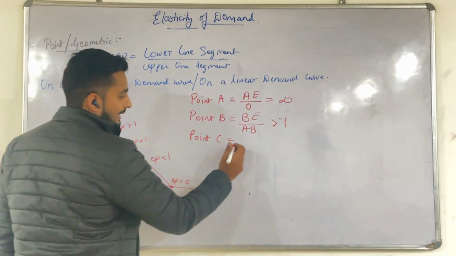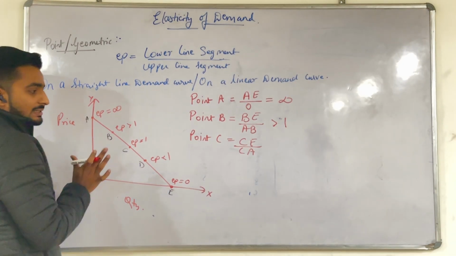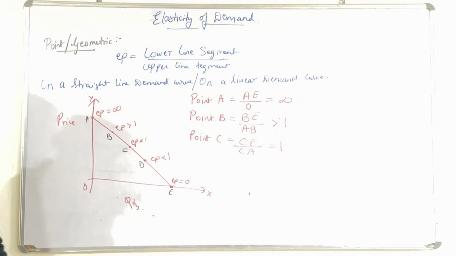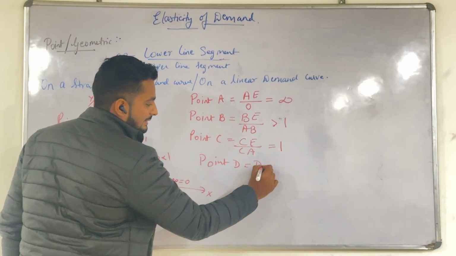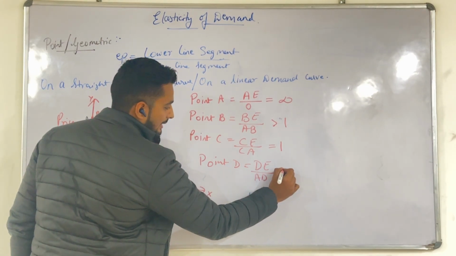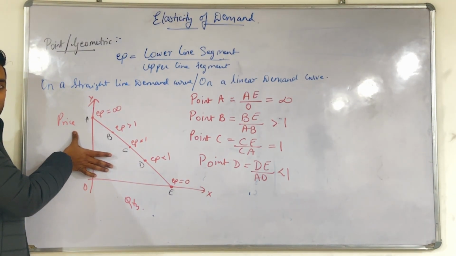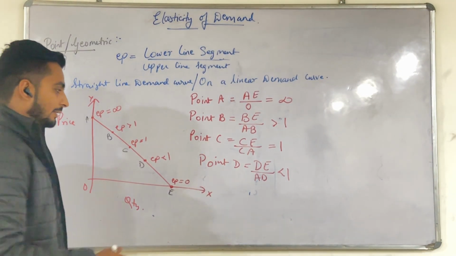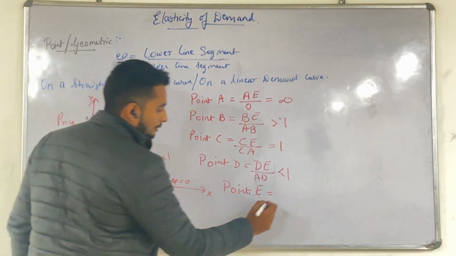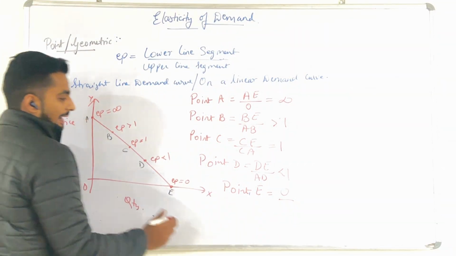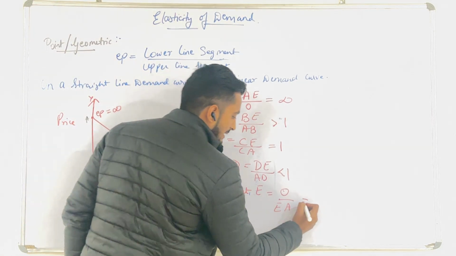Then point C. CE is the lower line segment and CA is the upper line segment. The distance of CE and CA is equal, so we can say that it is equal to 1. Then point D. At point D, the lower is DE upon the upper, AD. The distance of DE is less than the distance of AD, so it is less than 1. That is inelastic. Then the last one is point E. At point E the lower is nothing, so lower is 0, and upper is EA. So 0 upon EA is 0.